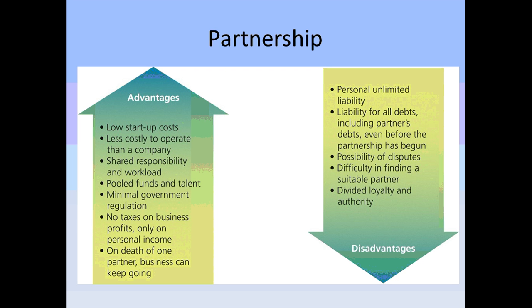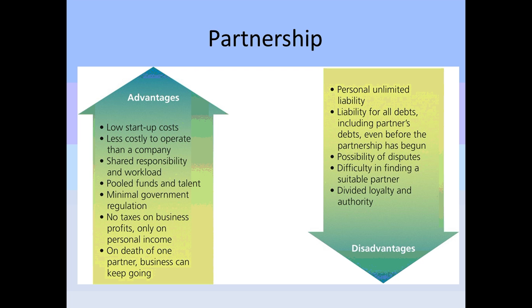You pool funds and talent. Basically, partners typically have different strengths and they work to those strengths. Again, there's minimal government regulation. And again, there are no taxes on the business profits, only on the personal income. On the death of one partner, the business can keep going as long as the other partner or partners are still alive.